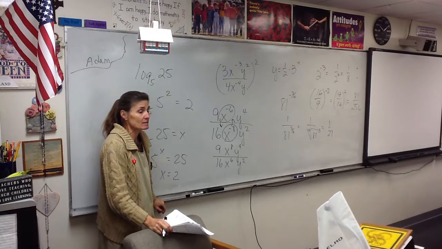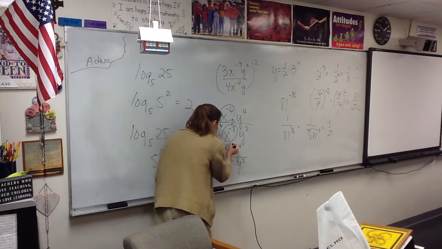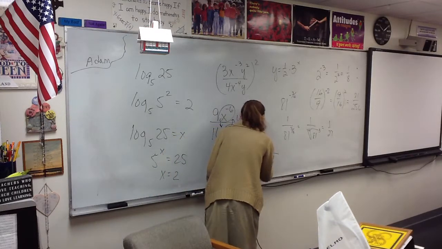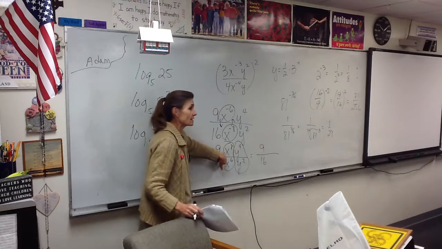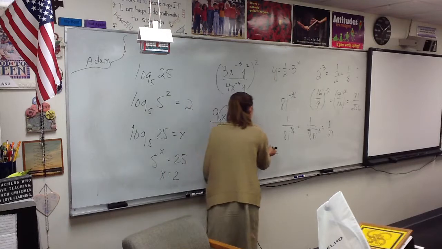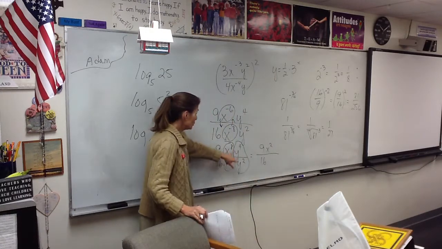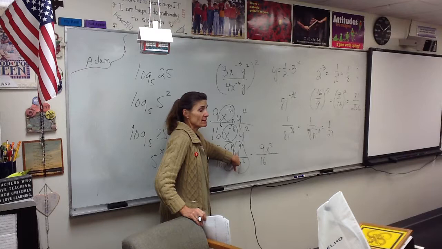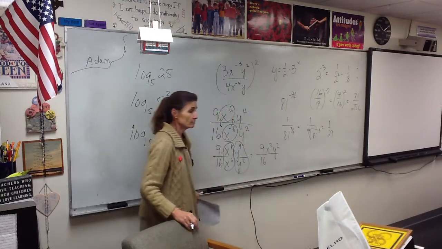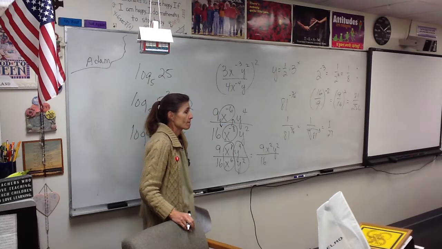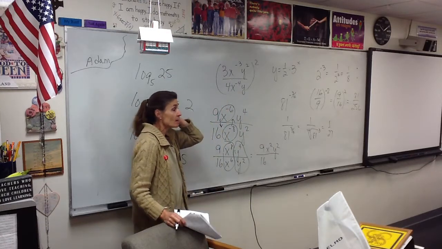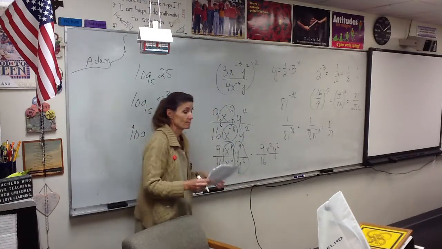Does anything cancel? Yes. You've got x's that cancel, and you have y's that cancel. Who has more x's, the top or the bottom? How many more? So you have x to the 2nd on the top. Who has more y's? How many more? 2. So you have y to the 2nd on top, and there's your answer. Now you may have gone through a different set of steps, and that's fine, but this is the answer you need to come out with.